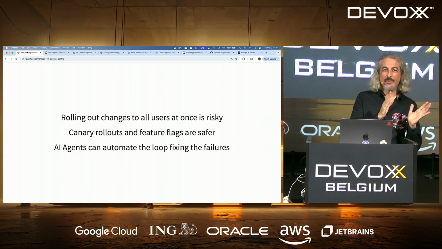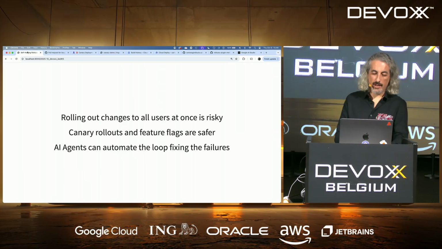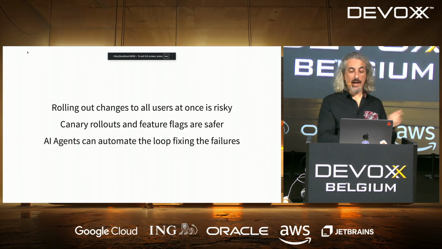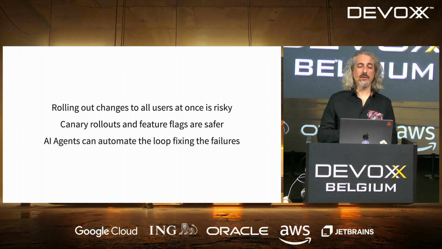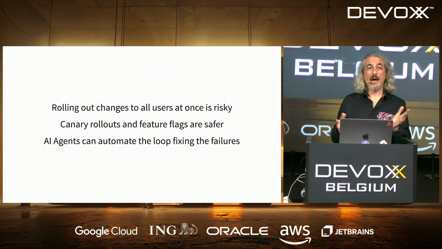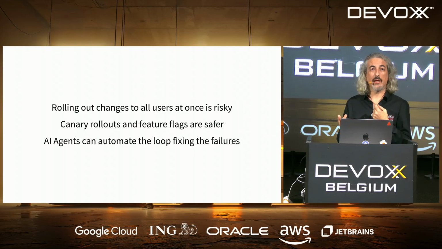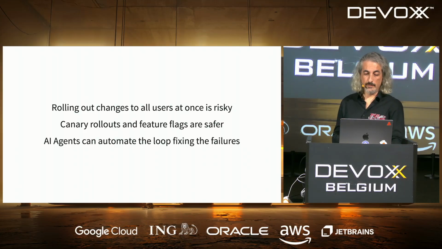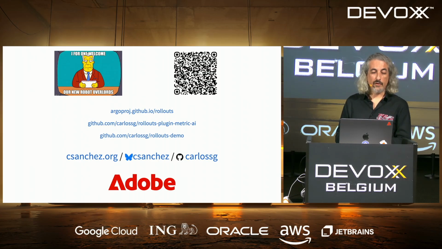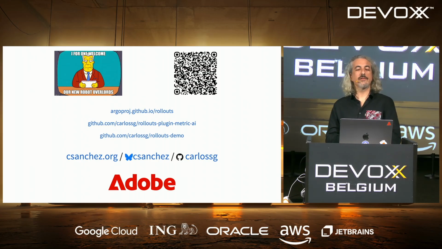So rolling out changes to all users at once is risky. Canaries allow you to move safely, or feature flags, and a combination allows you to make this safer. And you can use AI agents today to automate this loop, solving the issues for you and automatically fixing them. So this is totally possible today. It's not science fiction. And I, for one, welcome our new robot overlords.